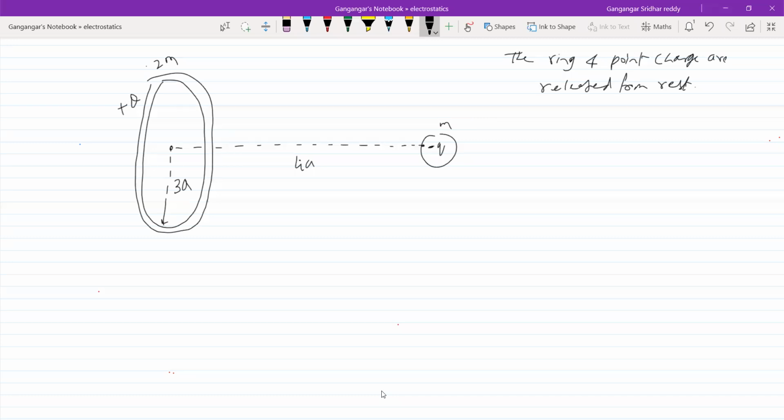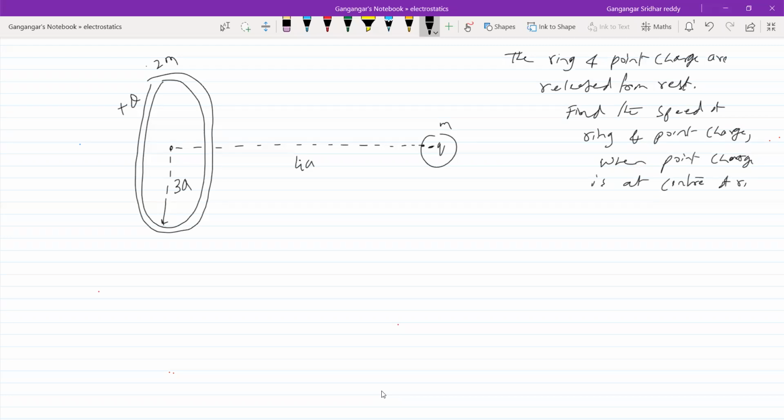The ring and point charge are released from rest. Find the speed of ring and point charge when point charge is at center of ring. Okay, masses are given, the distance of initial separation is given. This is the axis, where that point charge is lying on the axis.